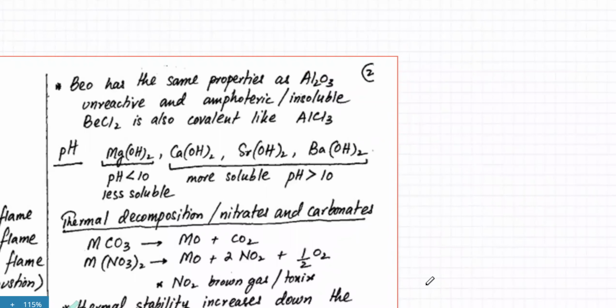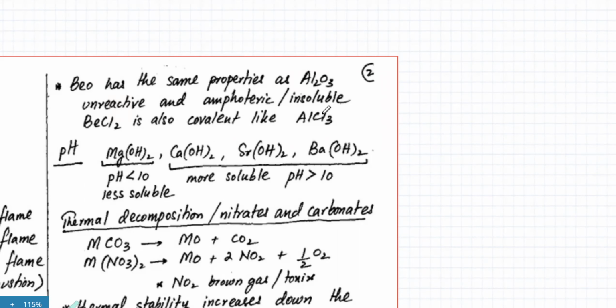This is about, the first point is about beryllium oxide. Remember, beryllium oxide has the same or similar properties as aluminum oxide, which is unreactive, amphoteric and insoluble. Questions don't usually get asked about beryllium oxide, but when you think about beryllium oxide, think of aluminum oxide. It was amphoteric, it was insoluble. We did aluminum oxide in period 3, and it was also very unreactive. So beryllium oxide is going to be something similar to that.